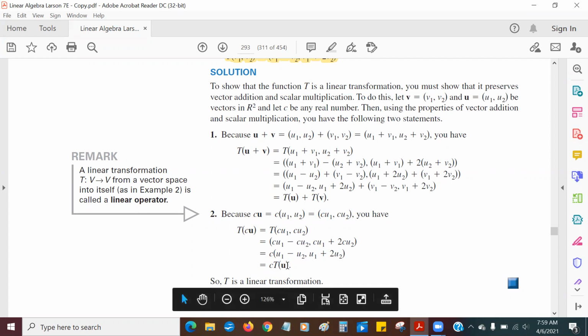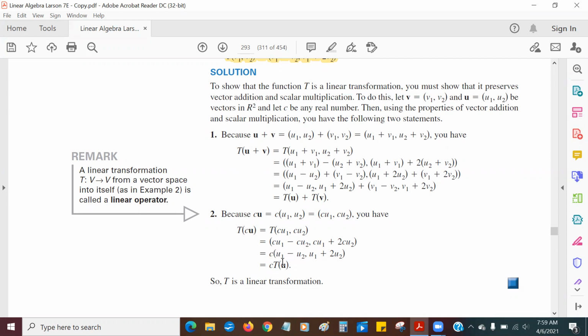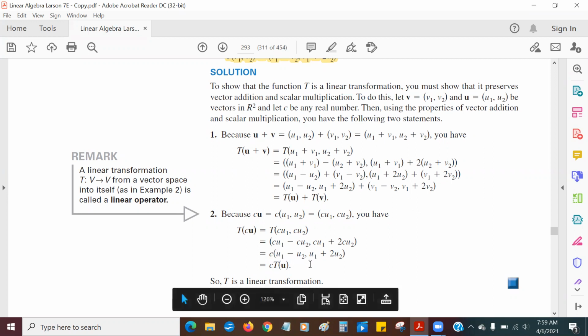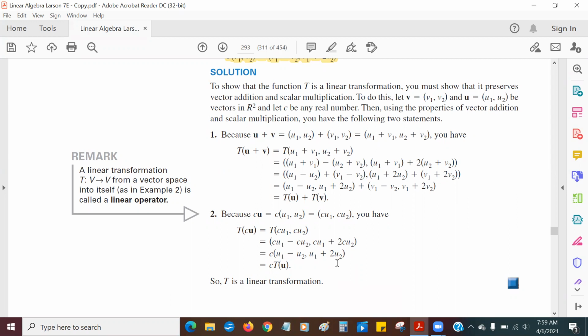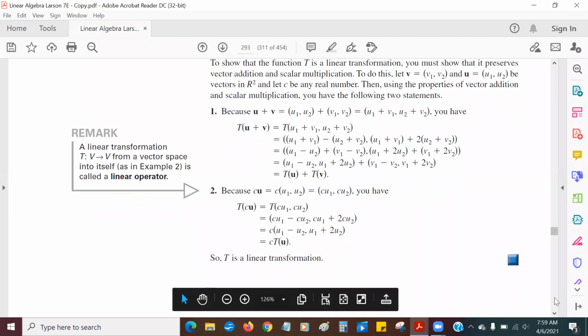Anyway, when I do this whole thing, I can now pull out the c. Everything here has a c in it, so I can pull out a c, but notice that u1 minus u2, u1 plus 2u2, that is T of u. So it all worked out. We see that this is a linear transformation because it preserved that linearity, and it is awesome.